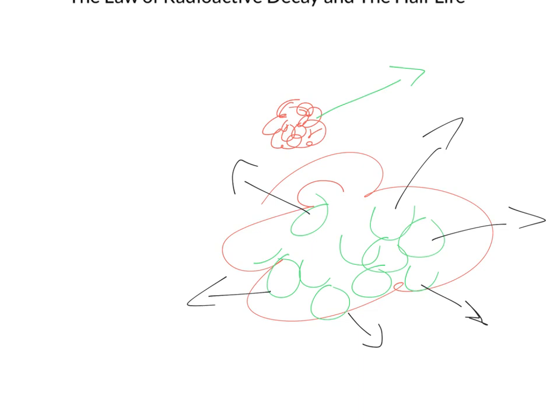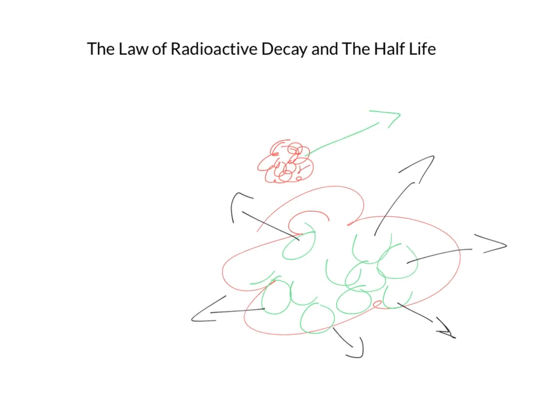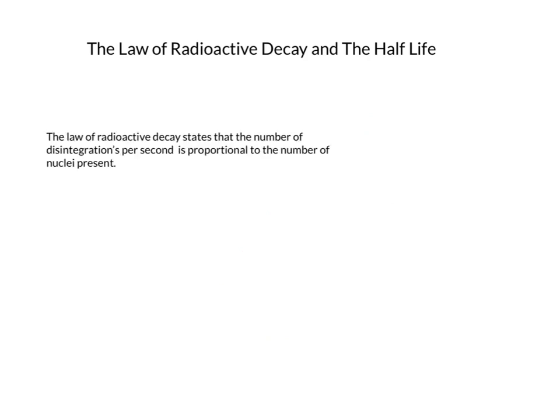So the law of radioactive decay was come up with to help us describe how we can expect those nuclei to disintegrate, because we don't know when it's going to happen, but we do have some rules about how likely it is to happen and how soon it's likely to happen. So the law of radioactive decay is the first one of those rules, and what it says is that the number of disintegrations per second is proportional to the number of nuclei present.